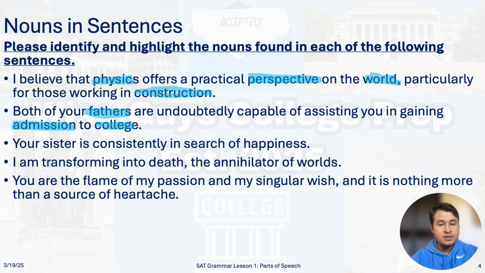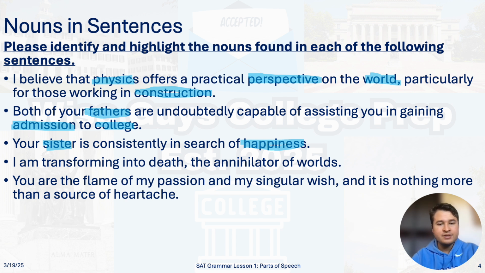So your sister is consistently in search of happiness. So sister is a concrete noun, and happiness is an abstract noun. It is a state of great satisfaction and positivity. Now we move on with sentence 4.